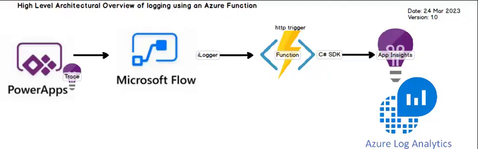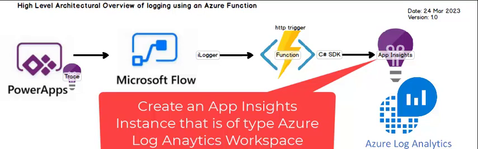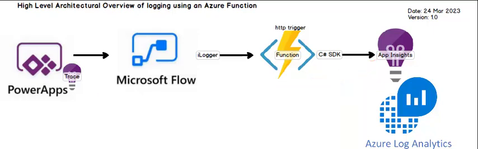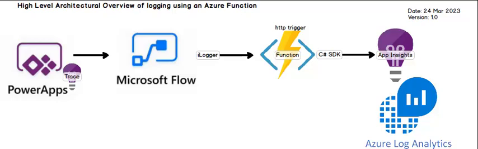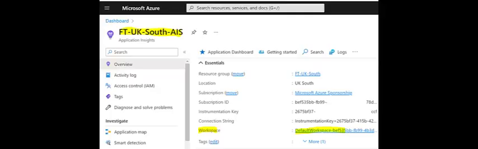The new version of App Insights, often referred to as version 2, will store all of its logs inside of Azure Log Analytics. You still write to the Azure Insights. So in this example, I'm going to write a C# function, which has an HTTP trigger, and it's going to write to the App Insights in turn, which will go and store it in the Log Analytics.